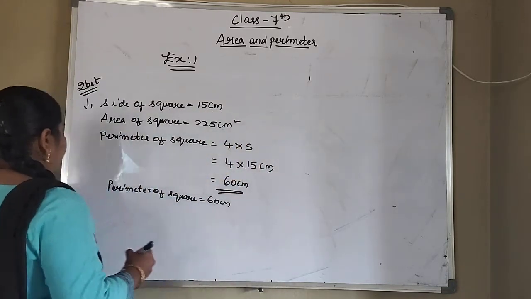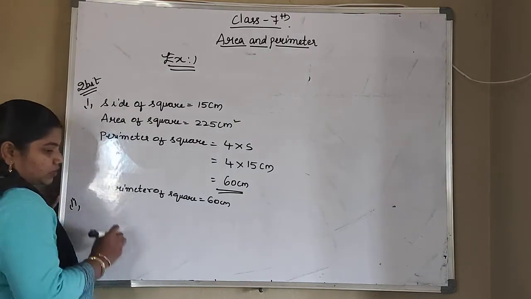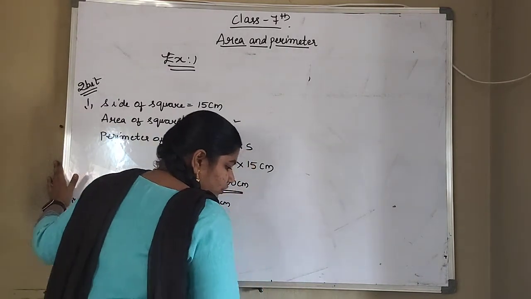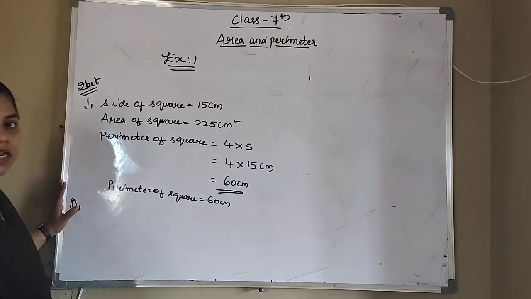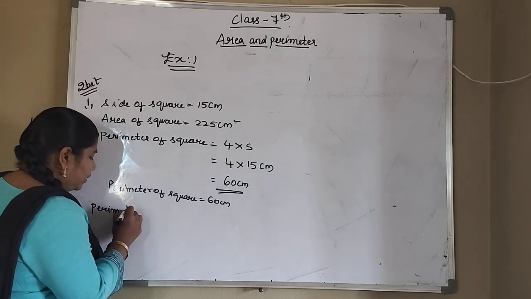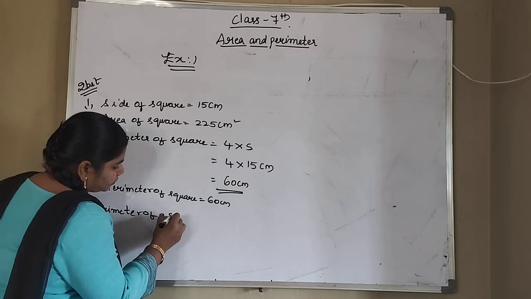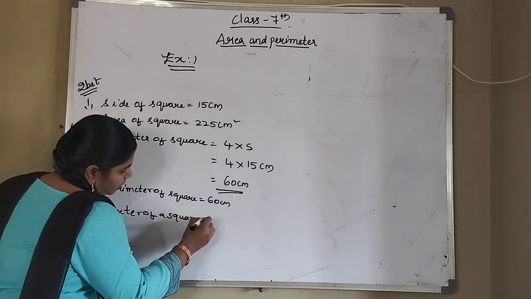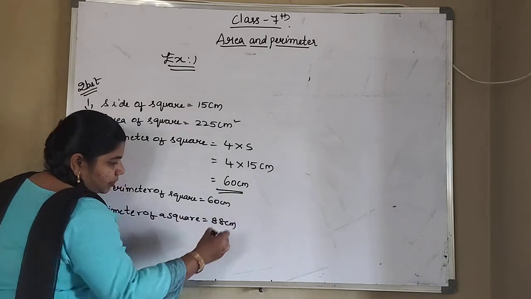Now in this second bit we will see. They didn't give any other information, they have just given the perimeter value as 88. So the given information is: the perimeter of a square is 88 centimeters.